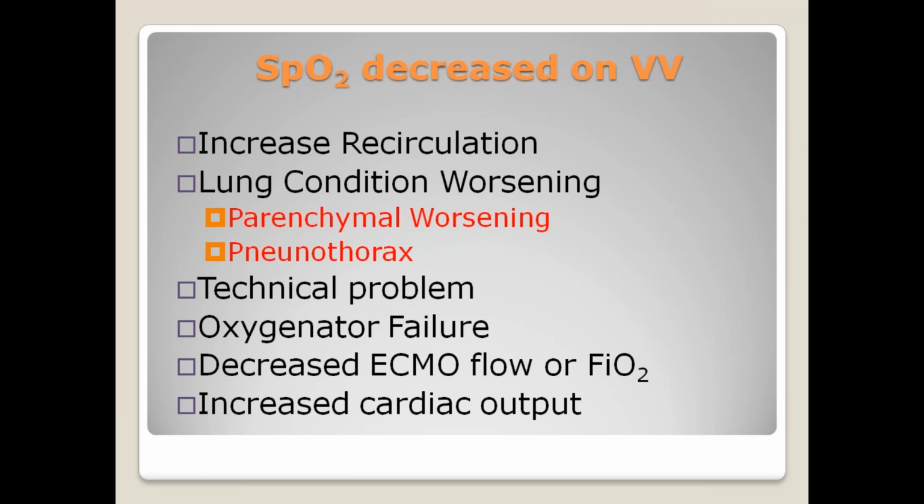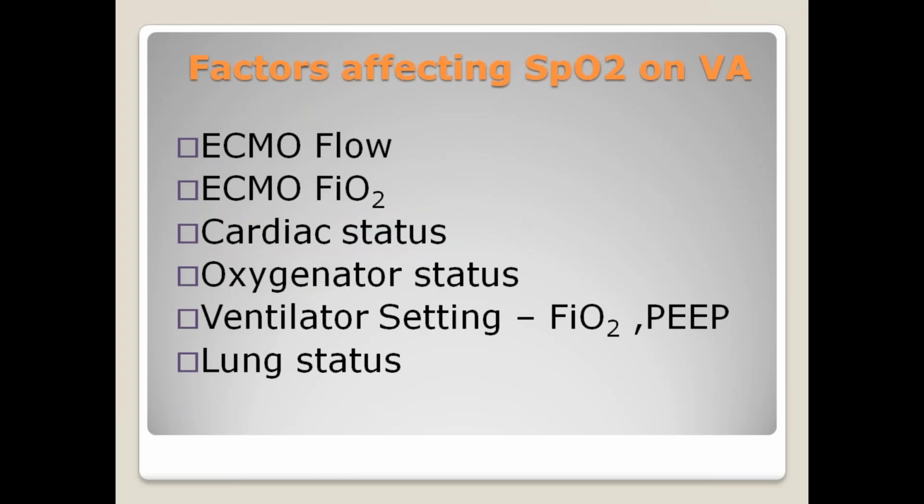So whenever the patient is agitated, febrile, or anything which increases the metabolic activity, the native cardiac output increases, while your ECMO cardiac output is going to be the same. So there will be more dilution effect, and that will lead to hypoxia in VV ECMO. In VA ECMO, hypoxia occurs when the ECMO flow or ECMO FiO2 is less as compared to your native, so your native circulation increases.